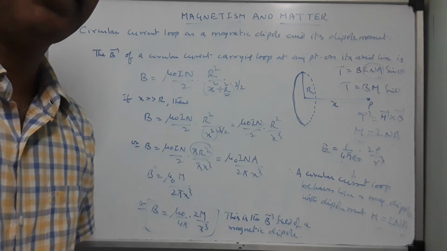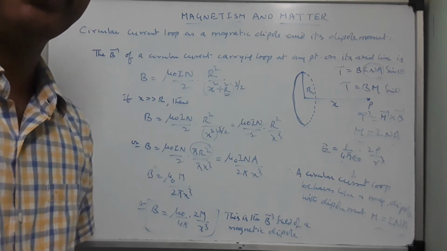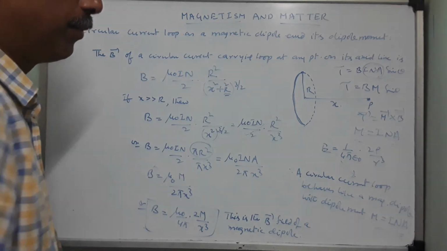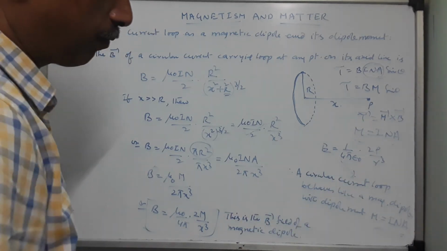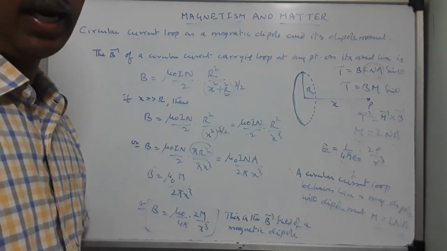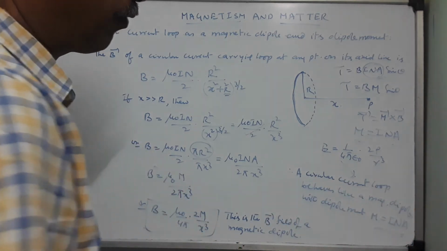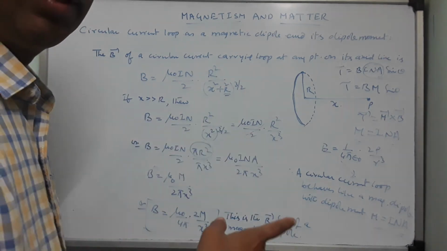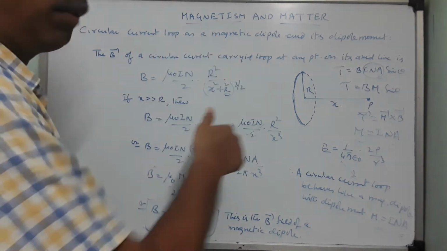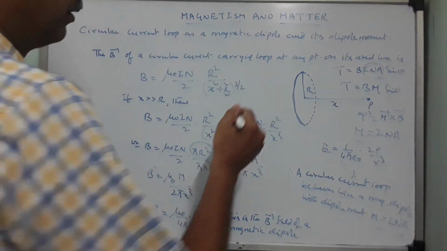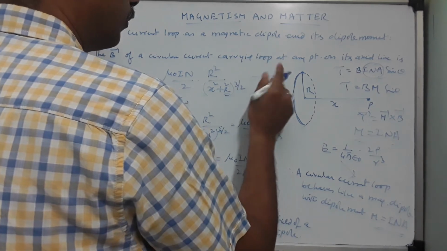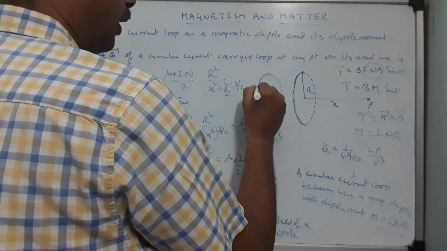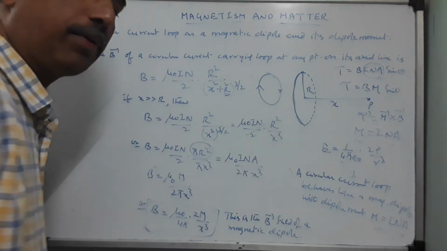How do you make A a vector? A can be made a vector by drawing the normal to the area, that is the plane of the coil. If this can be known, the direction of the magnetic dipole moment can be known from the right hand thumb rule, and the direction of the area is also known by the right hand thumb rule. If current is going in the clockwise direction, the normal will be drawn into the plane of the board. Suppose this is a coil lying, and current is going like this. It is in the plane of the board only.